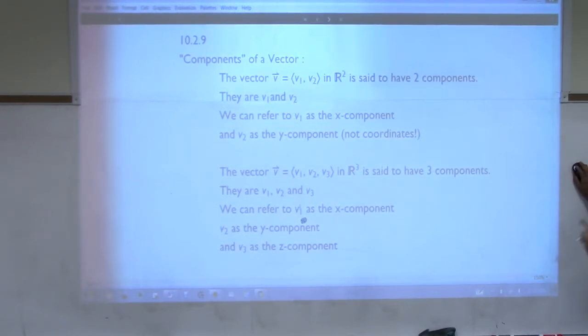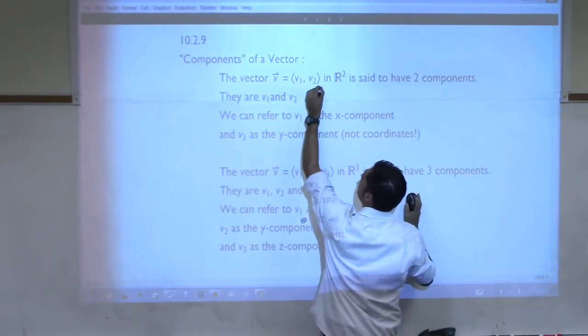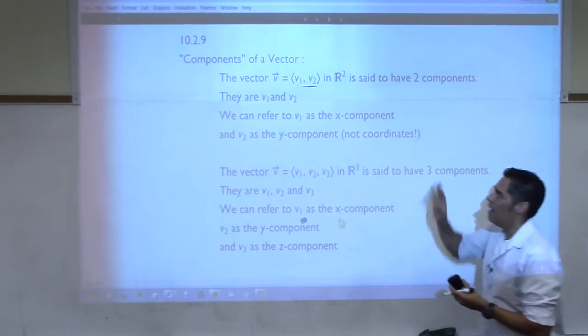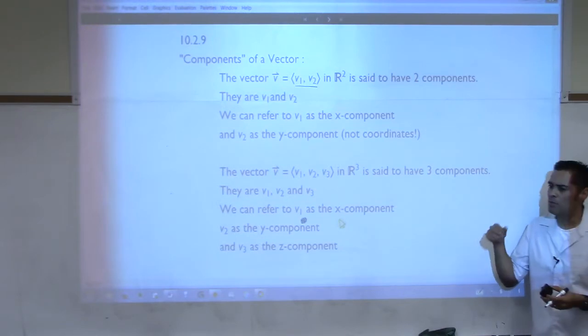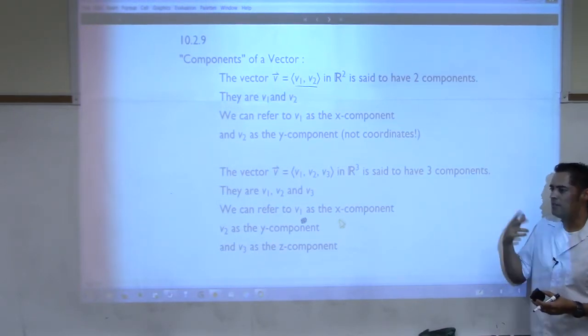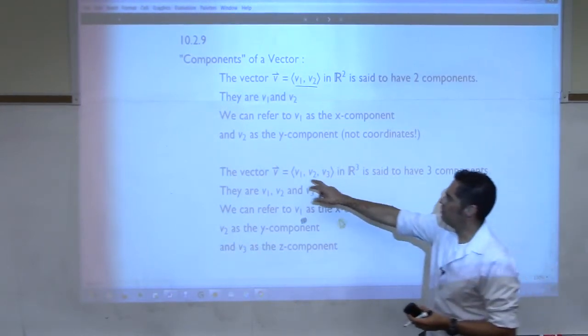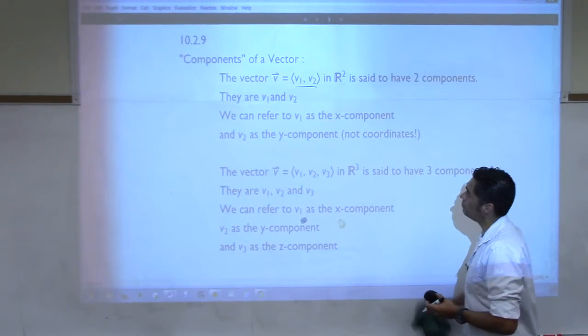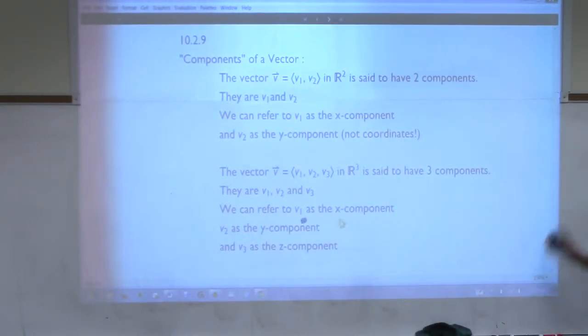All right, so we have x and y components for a two-dimensional vector. We have x, y, and z components for three-dimensional vectors. And in general, we use this notation right here. Instead of using x, y, we use v1, v2. When I say v1, v2, I really mean v sub 1, v subscript 1, v sub 2, but I just say v1, v2. Is that all right with you? Three-dimensional, v1, v2, v3.